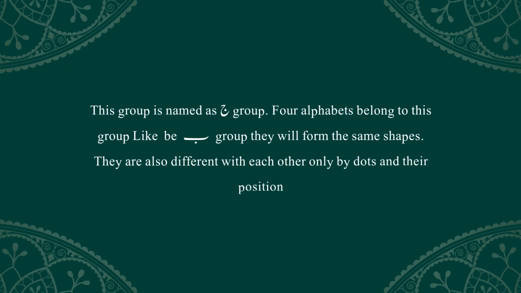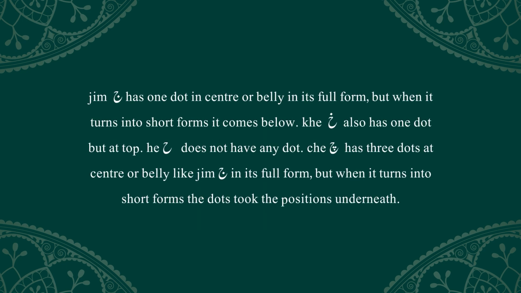This group is named as Jim group. 4 alphabets belong to this group. Like B group, they will form the same shapes. They are also different from each other only by dots and their positions. Jim has one dot in the center or belly in its full form. In its full form, it has one dot, that we call in the center or in its belly.